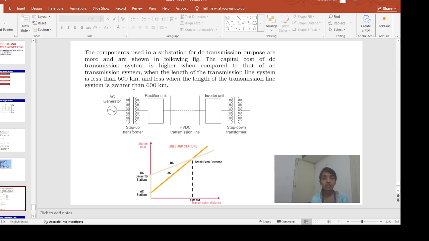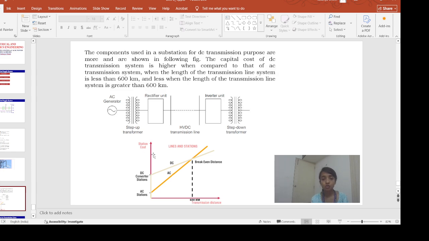So in terms of the number of conductors and energy loss, we can make it economical, even though here also we will have costly converter stations. But when the transmission line length is more than 600 kilometers, at least in terms of energy loss and number of conductors, we can save the cost.